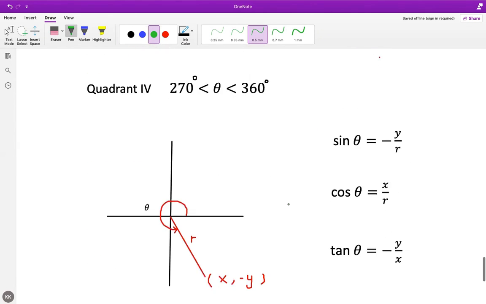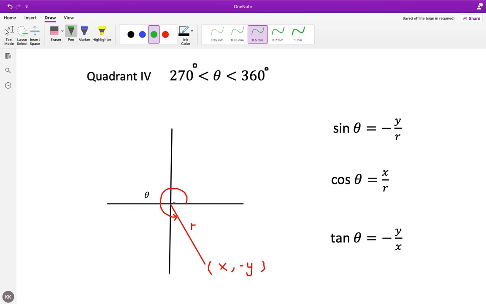So what about quadrant 4? The reference angle lies between the terminal arm and the closest x-axis, right? So this one is my reference angle, and we use this right triangle here to compute these trig ratios.